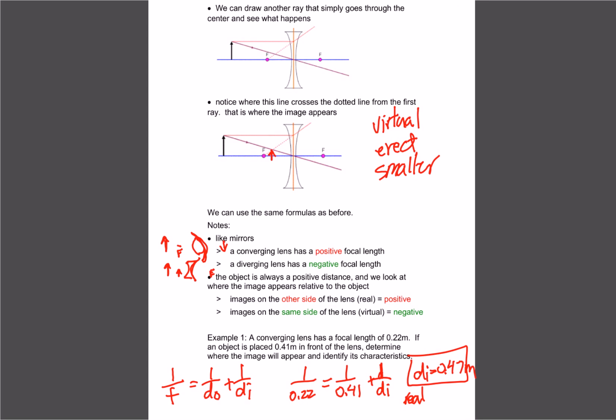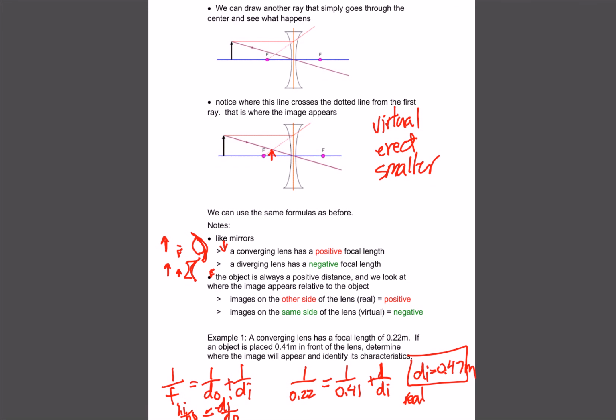And we could figure out the height, and it would end up giving us a negative. So we could do that second part of the calculation if we want. It would be hi over ho equals negative di over do. And we could plug that in if we knew what the original height was, but we don't. But we know it's going to be a real image. It's likely going to be upside down and bigger or smaller depending on their distances.